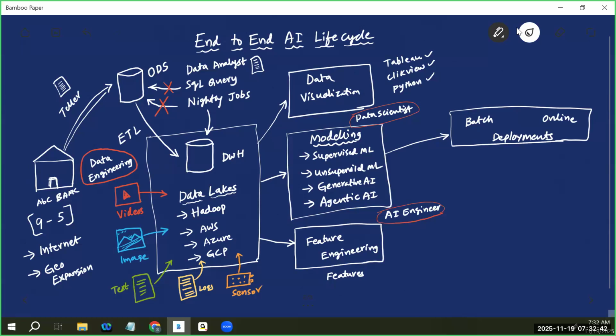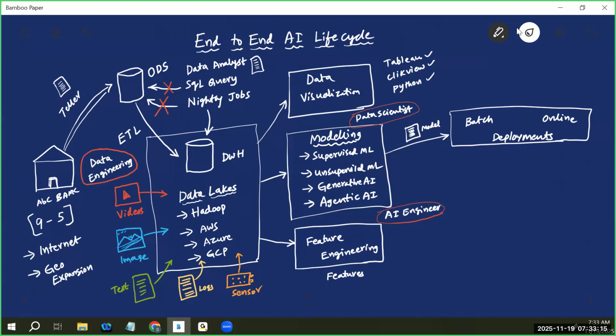Batch deployment means we are running jobs. So you will create a model. The output of your modeling is a model, which is like an executable. This model gets deployed either in a batch mode or an online mode. Batch mode means you're creating a batch job which is running at some frequency. Say like every day, 9 p.m., there is a job which is running, which collects the records of that day.